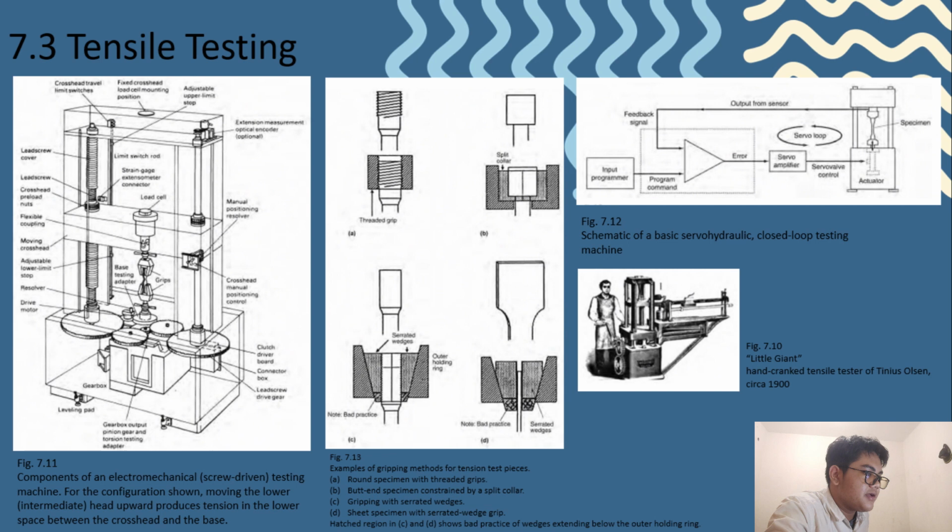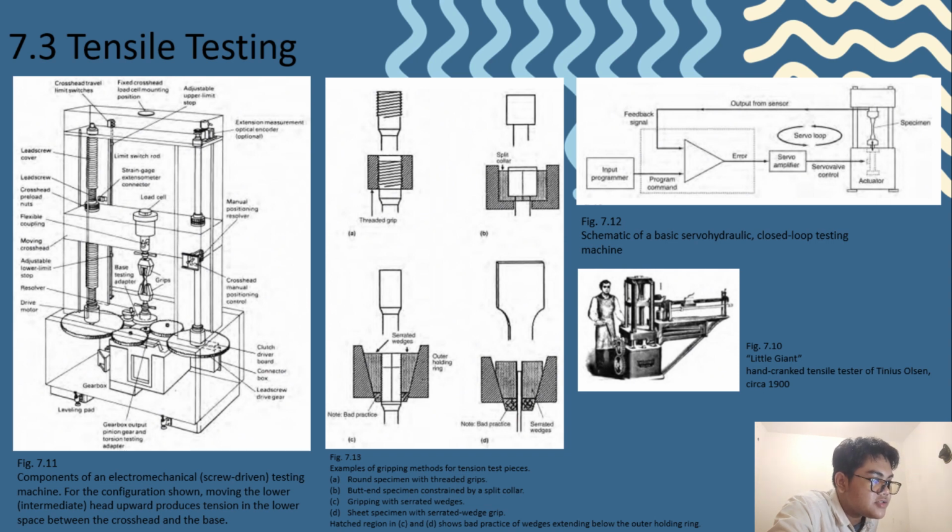For the first figure, we got figure 7.10, the Little Giant hand crank tensile tester of Tinius Olsen, 1900. Next we get the big figure here. Figure 7.11 is the component of an electromechanical screw-driven testing machine.